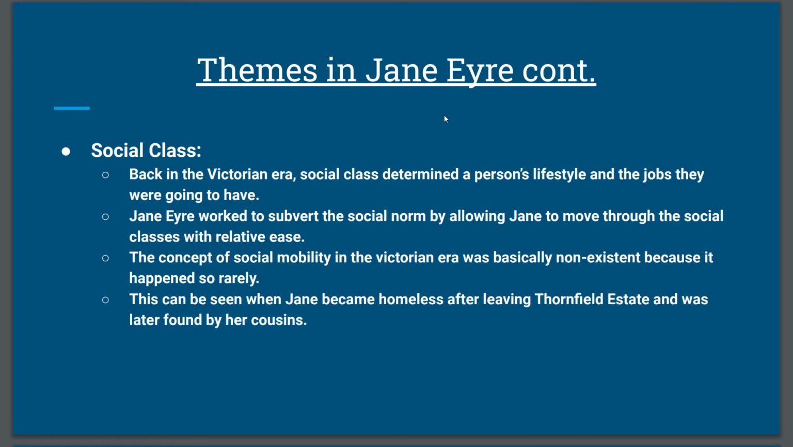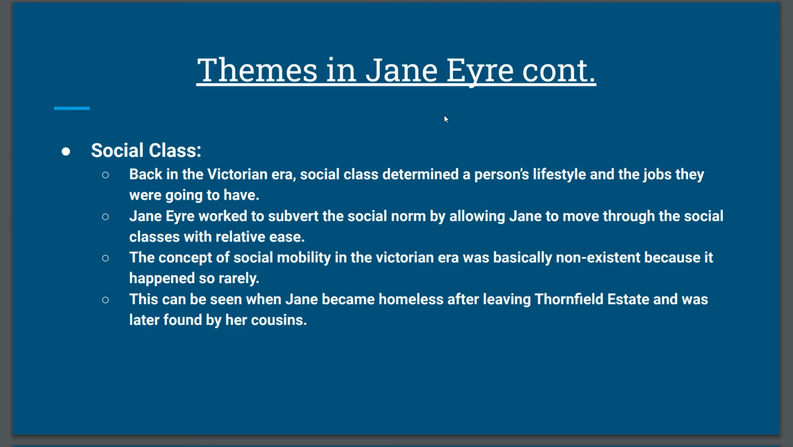So another theme that I found in Jane Eyre is social class, and as mentioned earlier, the Victorian era put a lot of emphasis on social class, and it determined a person's lifestyle and the jobs they were going to have. Jane Eyre worked to subvert the social norm by allowing Jane to move through the social classes with relative ease, because social mobility was basically non-existent at that time, and it was very hard to move in between and out of the classes.